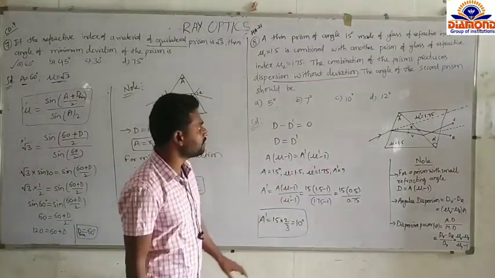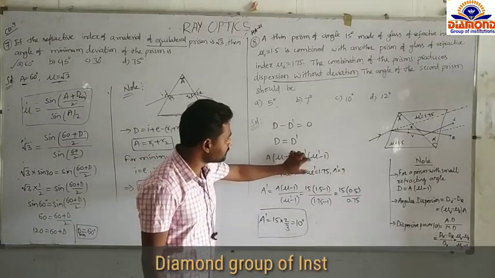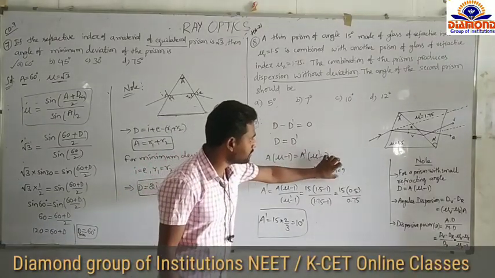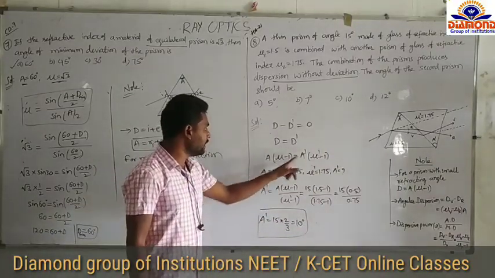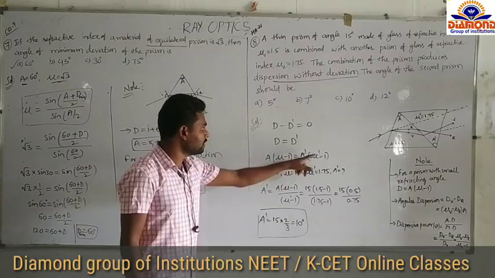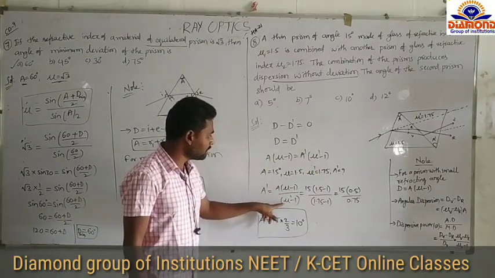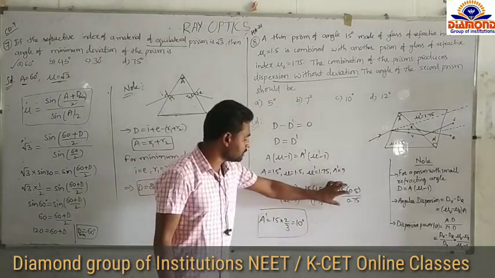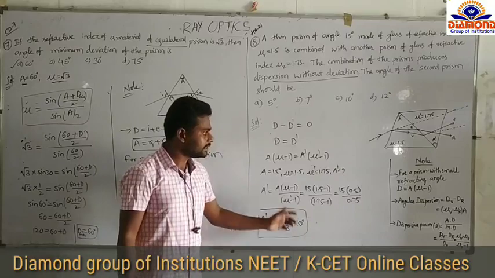Here I am substituting the values. The angle of the first prism is given, the refractive index is given, and the refractive index of the second prism is given; the angle of the second prism we have to find. From this formula, A dash equals A into (mu minus 1) divided by (mu dash minus 1). Substitute the values and simplify. We will get the refracting angle of the second prism as 10 degrees.